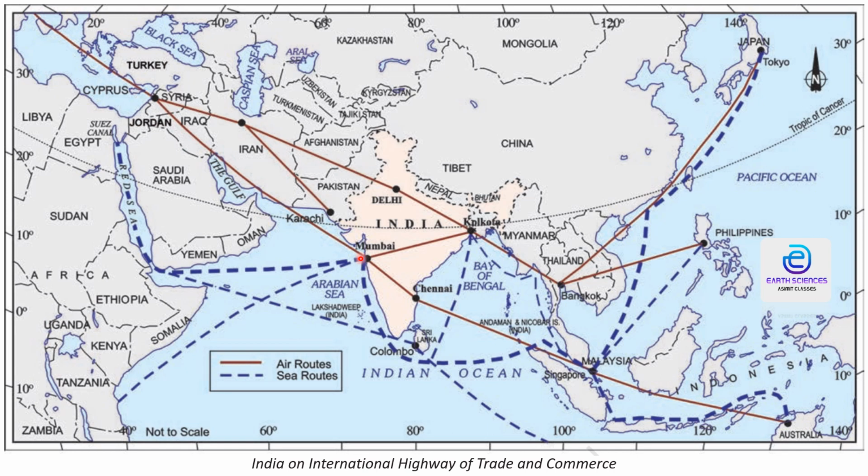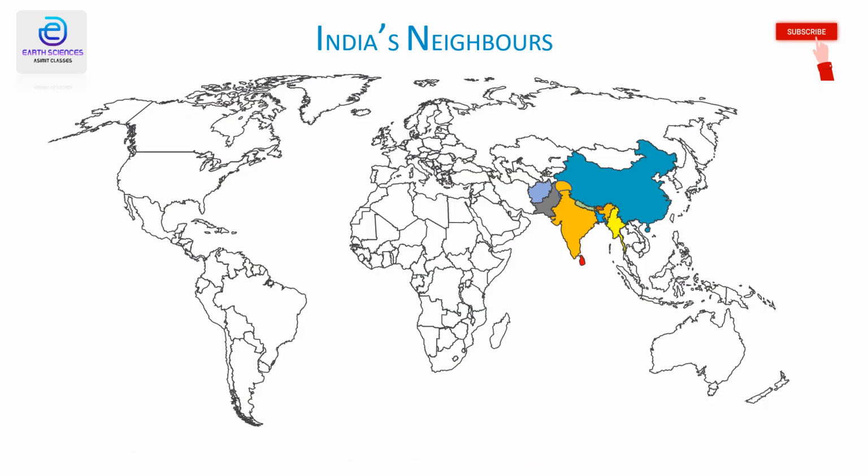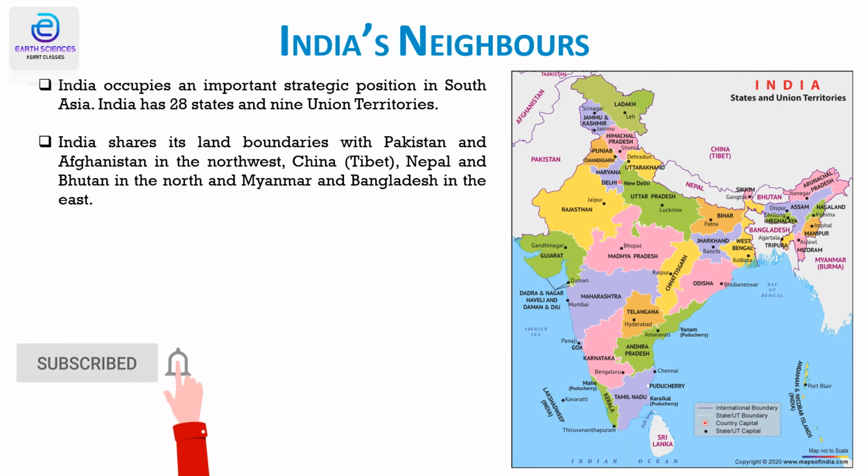The spices, muslins, and other merchandise were taken from India to different countries. On the other hand, the influences of Greek sculpture and architectural style and minerals from West Asia can be seen in different parts of our country. So this world map represents the position of India and its different neighboring countries. India occupies an important strategic position in South Asia.